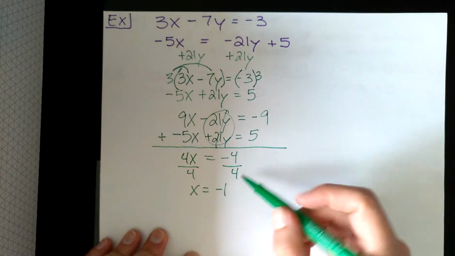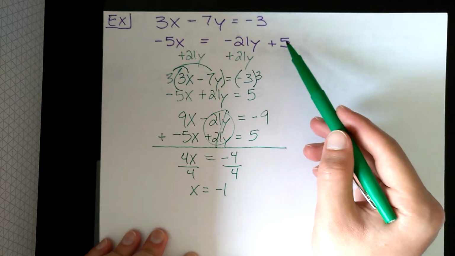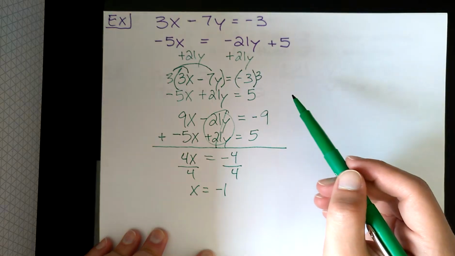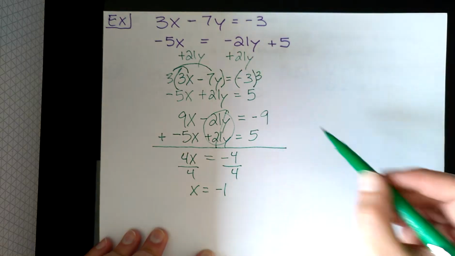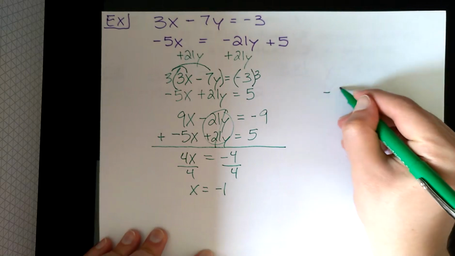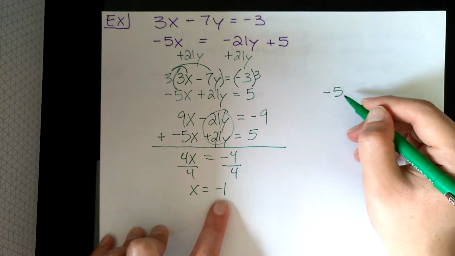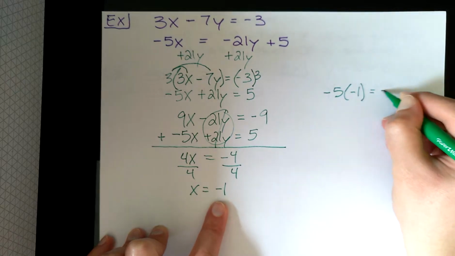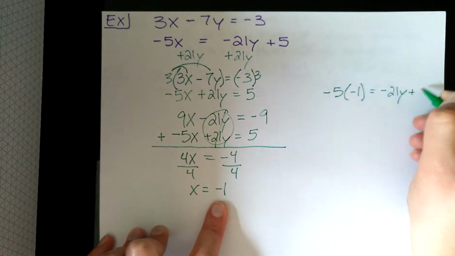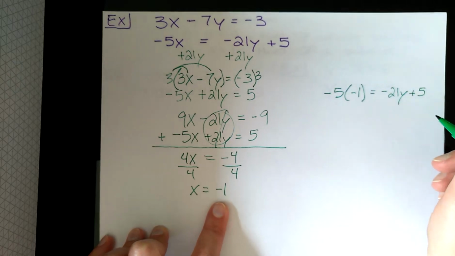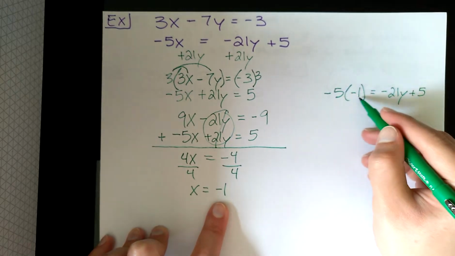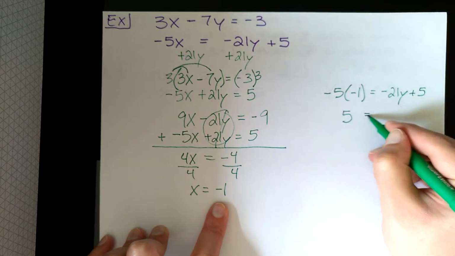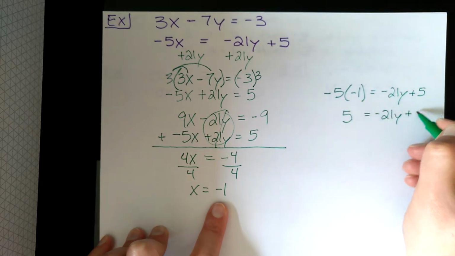Now we have to go back to one of our original equations to solve for y. It doesn't matter which one we pick. I'm just going to go ahead and pick the second one. We have negative 5x, and x is negative 1, so negative 5 times negative 1 equals negative 21y plus 5. Negative 5 times negative 1 gives us positive 5 equals negative 21y plus 5.